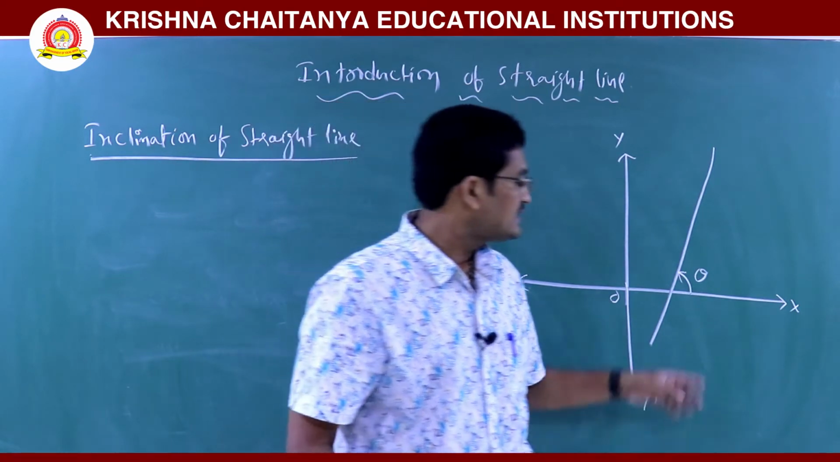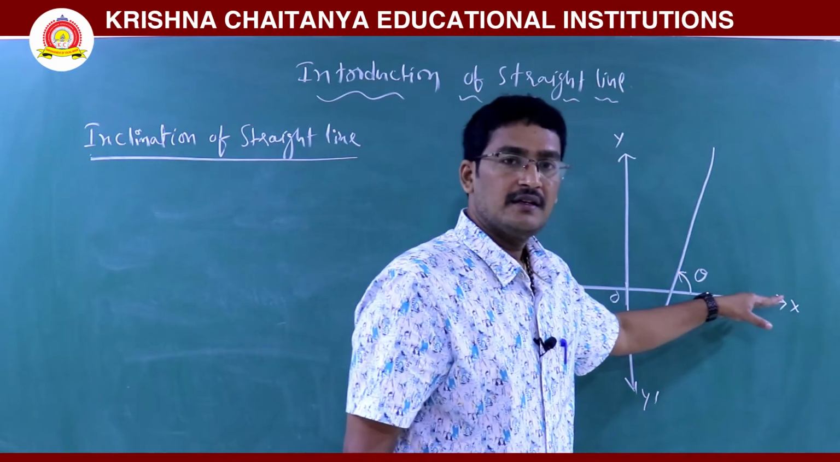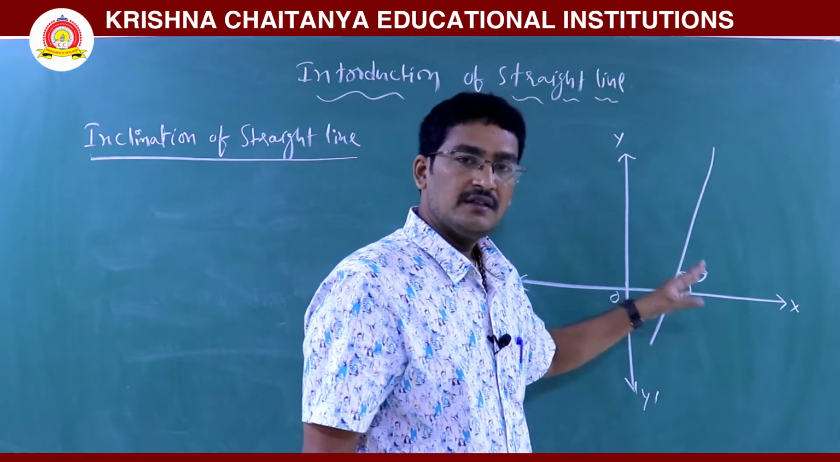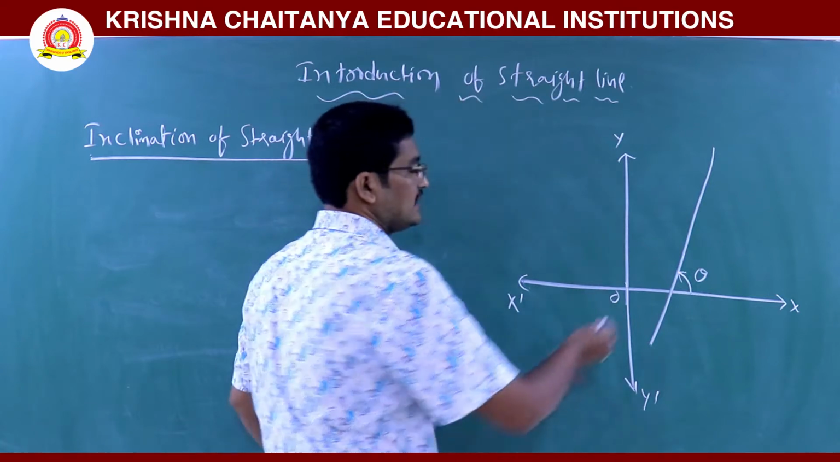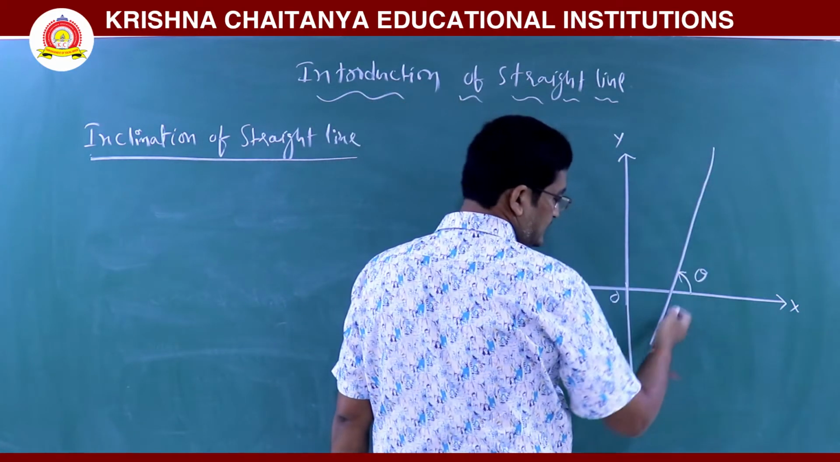So what is the inclination of that line? If theta is equal to 0, what is the inclination of this line?